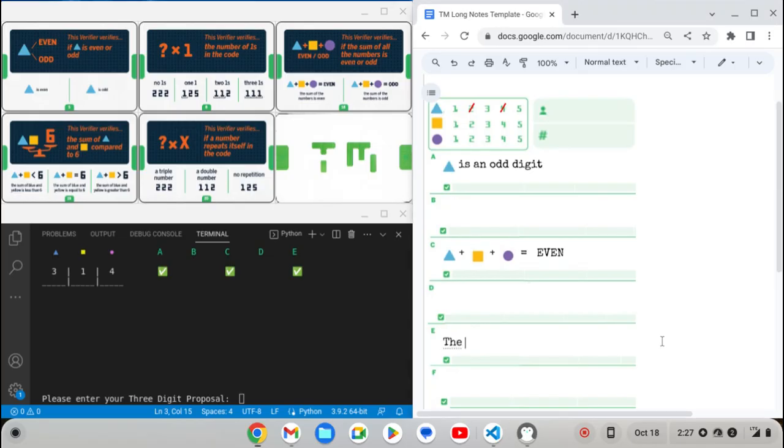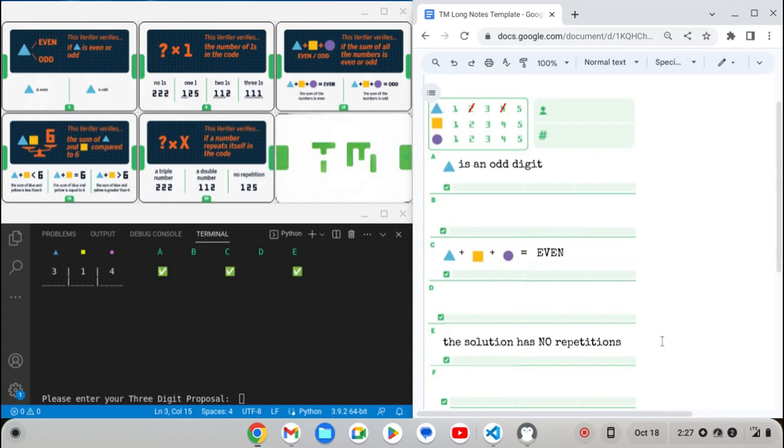So we'll say that the solution has no repetitions. Okay, and well, that does it for this round.